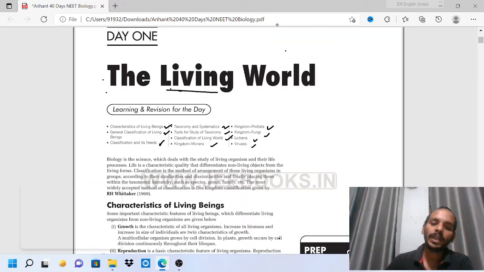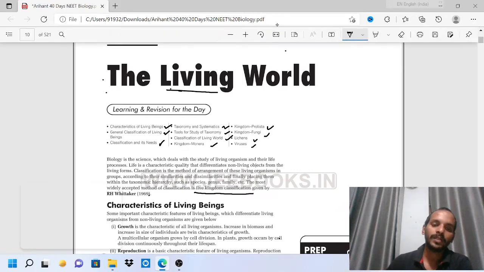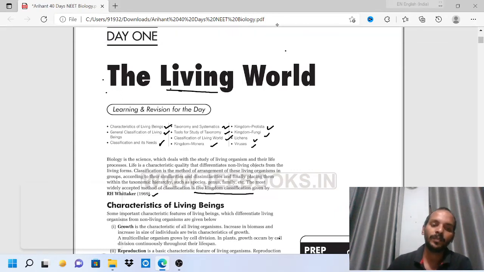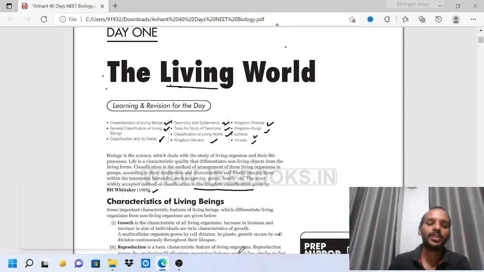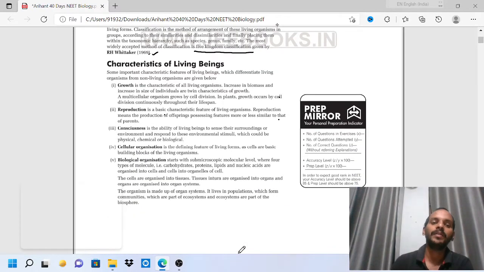The five kingdom classification, it is a very famous five kingdom classification. It is by R.H. Whittaker sir in 1969. The five kingdom classification is classified by R.H. Whittaker sir in 1969. There are some characteristics. With the help of these characteristics, we can decide whether it is a living organism or a non-living organism.